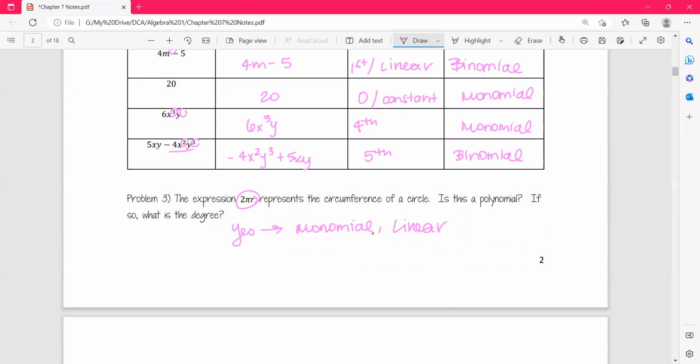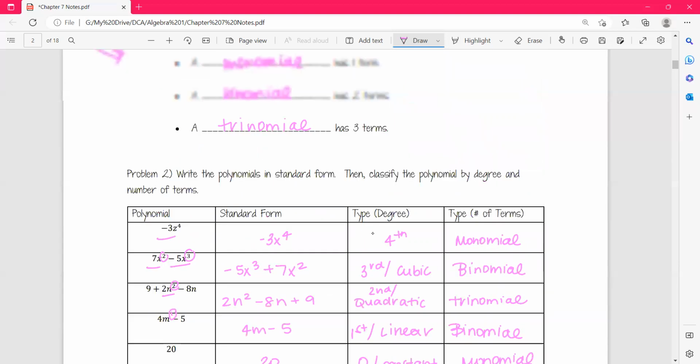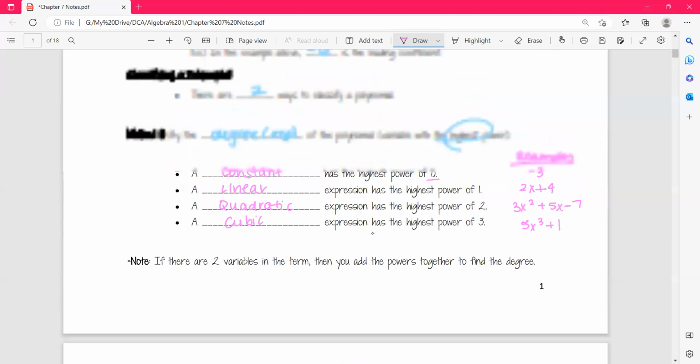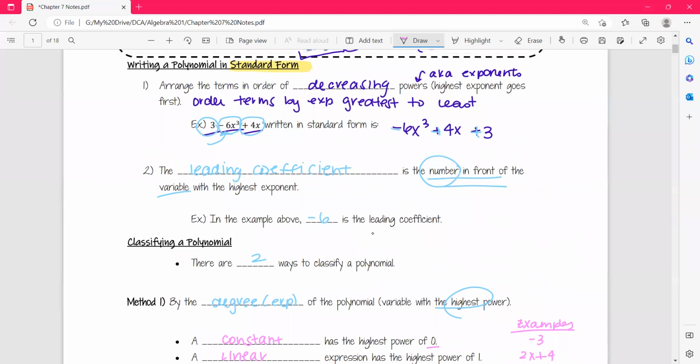Okay? All right, guys, that's 7.1. It's pretty short and sweet. It's all about vocab. Okay, we need to know basically these first couple things, how to write something in standard form, and how to classify a polynomial, and how to identify the degree of a polynomial. Okay, great job, guys. Keep up the great work.